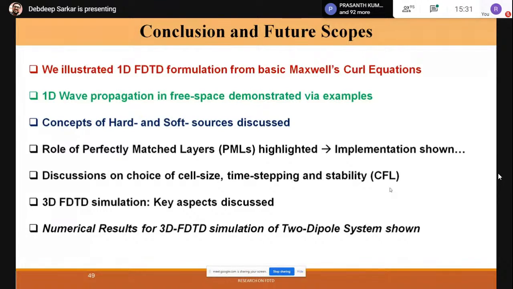And some of these concepts I tried to discuss with examples, because if I only focus on the theory, I don't think it will make too much sense in this small span of time. And why we need this PML, this part I tried to highlight, and also how to choose the cell size and the time stepping and how the stability of the system is related. This part maybe tomorrow I will also talk a little bit before going into the next.